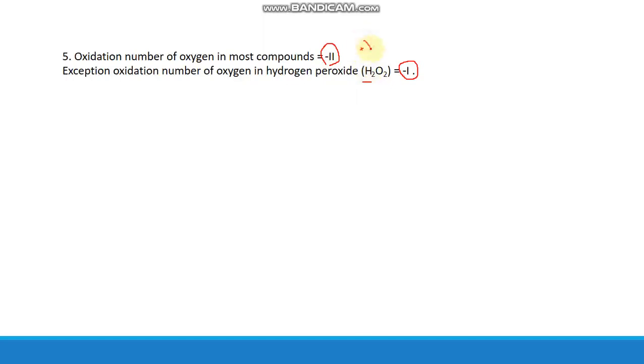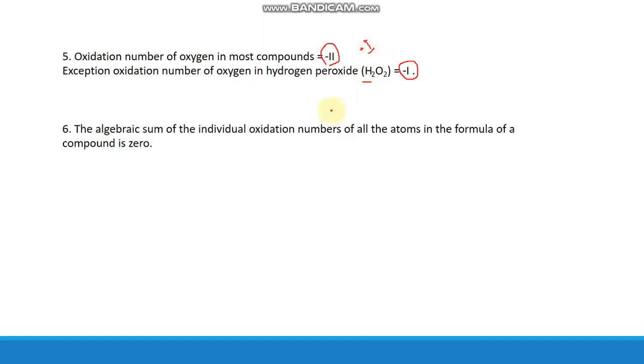H2O2 is +1. Okay? The sixth one says the algebraic sum of the individual oxidation numbers of all atoms in the formula of a compound is 0. That means the summation of the oxidation numbers of the elements found in a compound is equal to 0. For example, this is the compound NaCl. The summation of the oxidation numbers of Na and Cl is equal to 0.